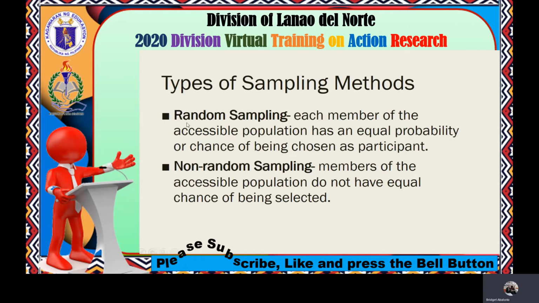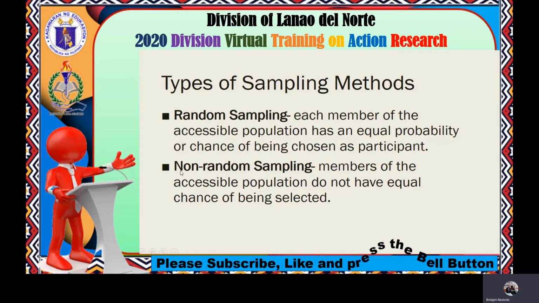So the first is random sampling, which means each member of the accessible population has an equal probability or chance of being chosen as participant. So it is not limited. Anyone from the accessible population can become a participant in the study.